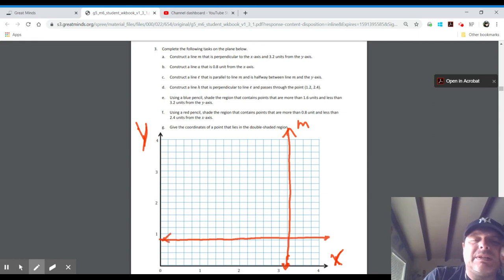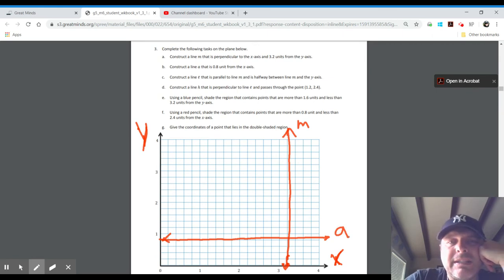And there you go, that's 0.8 up, and that's line A. Okay, that's called line A. In letter B, they want you to construct A. Letter C: construct a line T that is parallel to M, and is halfway between line M and the x-axis.